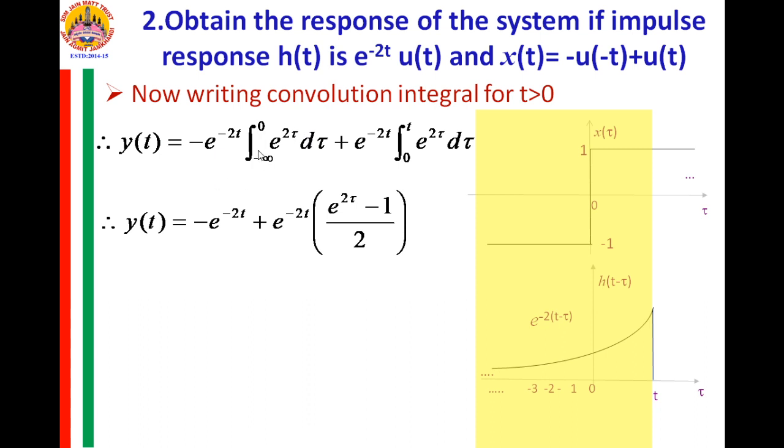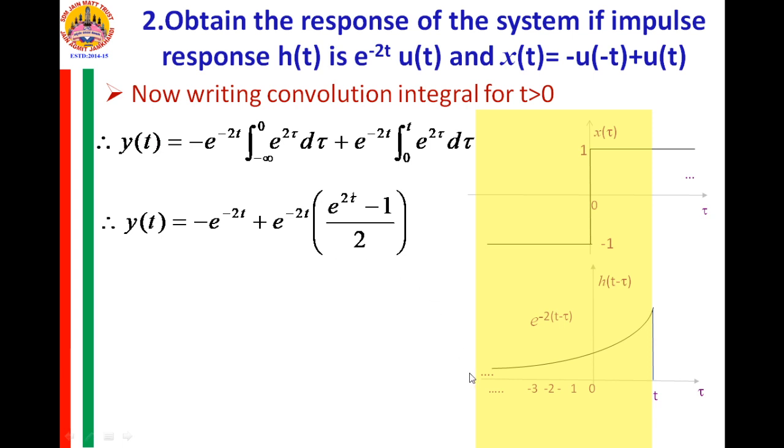So the integration of this is e raised to 2 tau by 2, and when tau is equal to 0 you substitute, it becomes 1. So it is minus e raised to minus 2t plus e raised to minus 2t, and now this is again e raised to 2t minus 1. So the upper limit is t and the lower limit is 0. So this should be t, e raised to 2t minus 1, not tau. So I will just modify that, otherwise you will get confused between tau and t. This is not tau, this is t. Okay, so e raised to 2t minus 1.